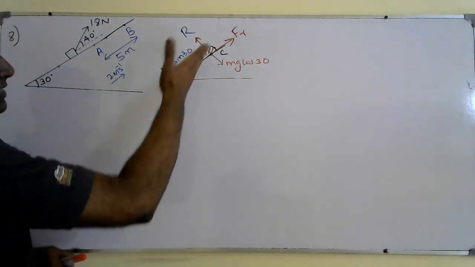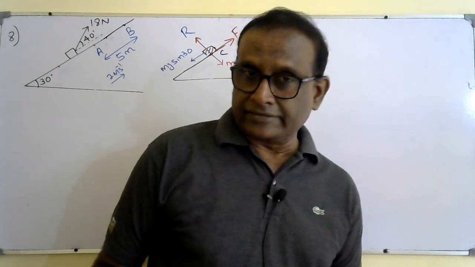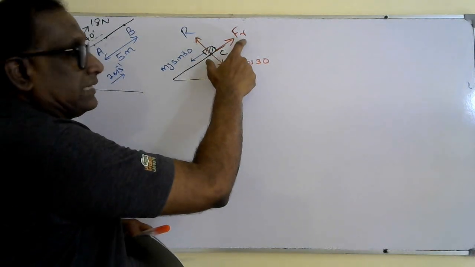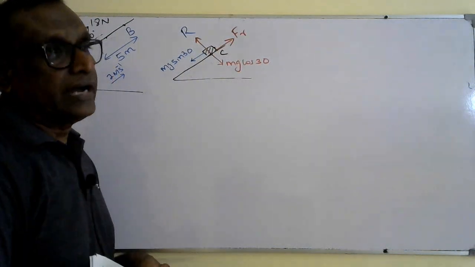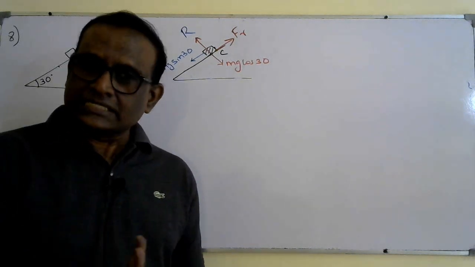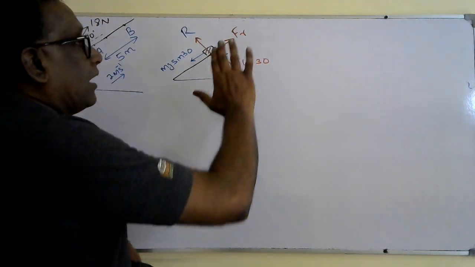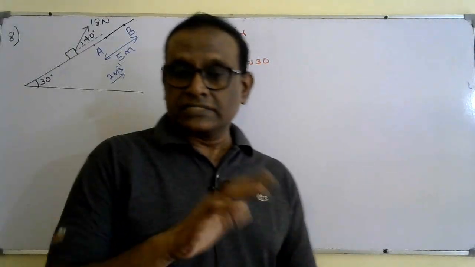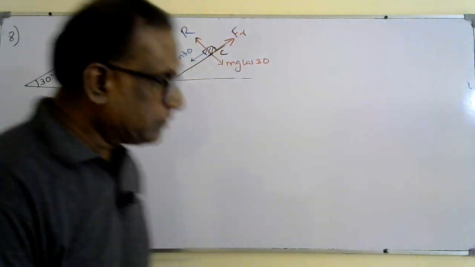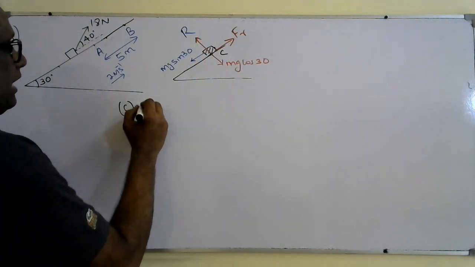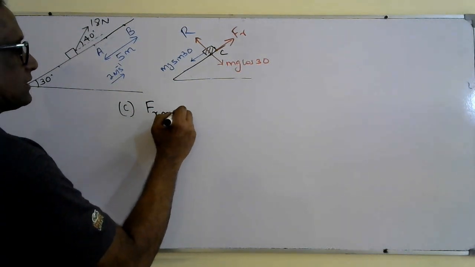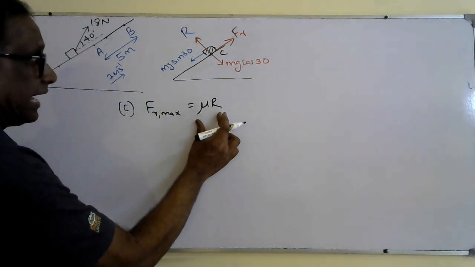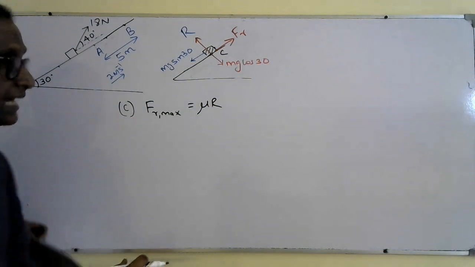So the question is, will it remain at rest? If it wants to remain at rest, the component of the weight mg sin 30 should be balanced by the friction. I am going to find the limiting friction. Limiting friction means the maximum friction that could be applied to the box, depending on the contact surface of the box and the slope. The limiting friction, F_r maximum, is equal to mu R. If this limiting friction is greater than the component of the weight mg sin 30, it will be at rest.